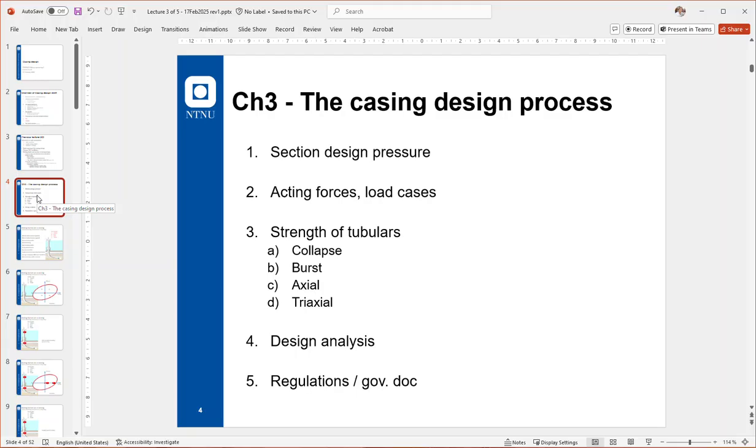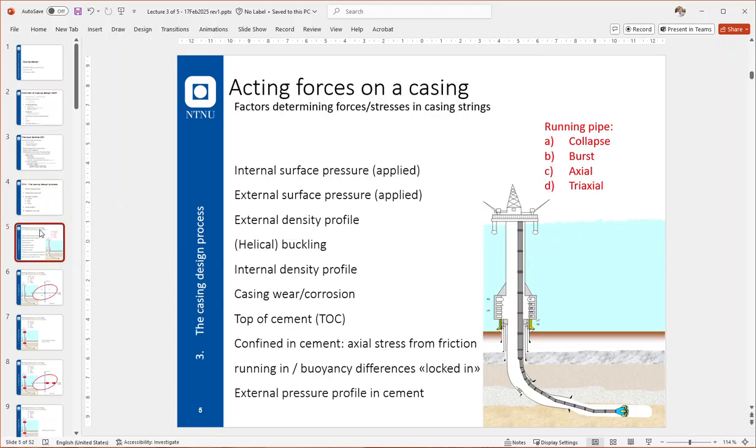And the strength of tubulars, we have just touched upon that topic in actually lecture number 1, when we talked about yield as a limitation, because we don't want to deform our pipes. That being said, let's just jump right through it. I think I showed this slide as a teaser in the previous lecture, talking about the forces that are acting on casing.